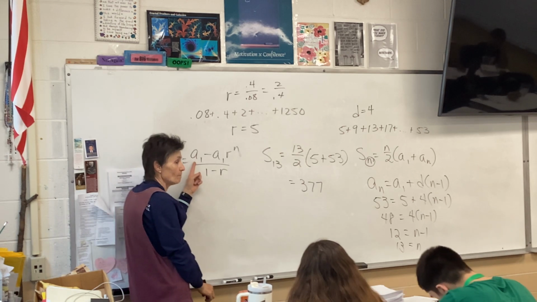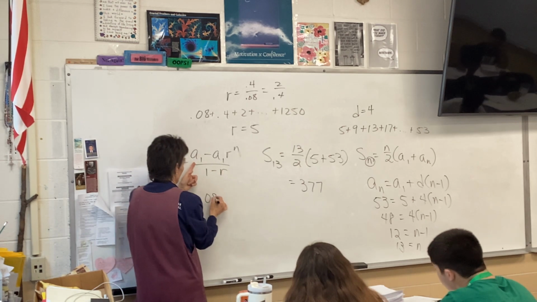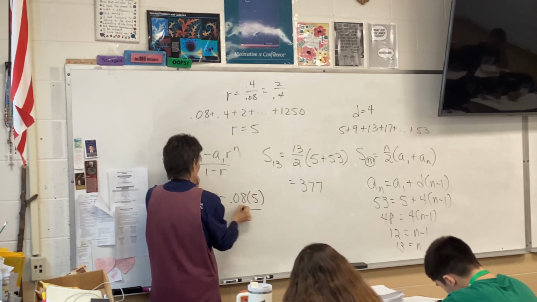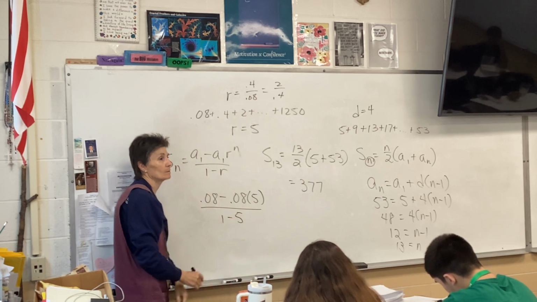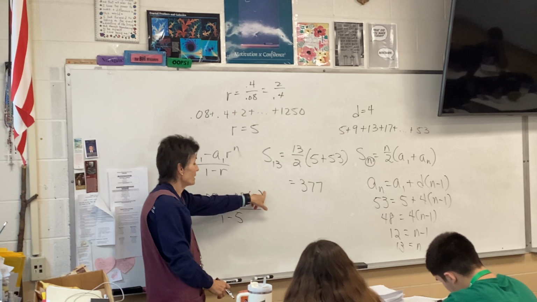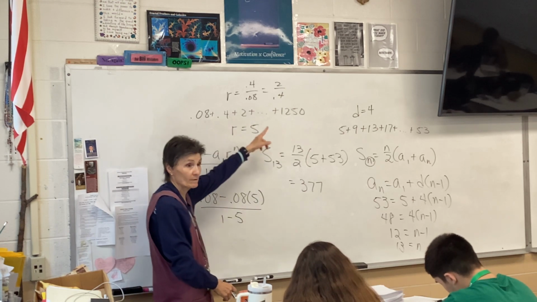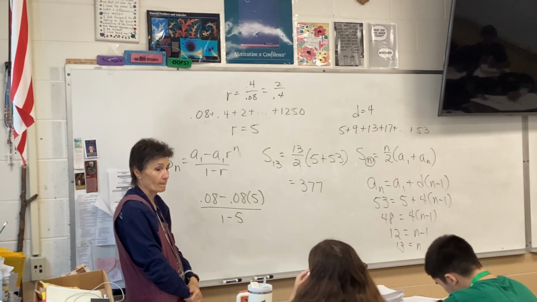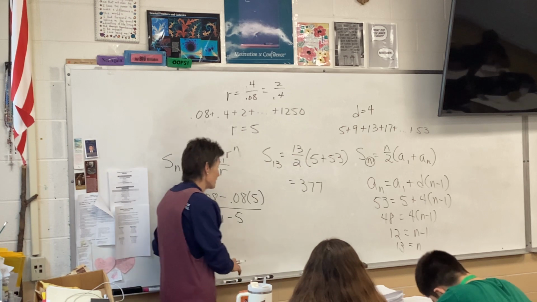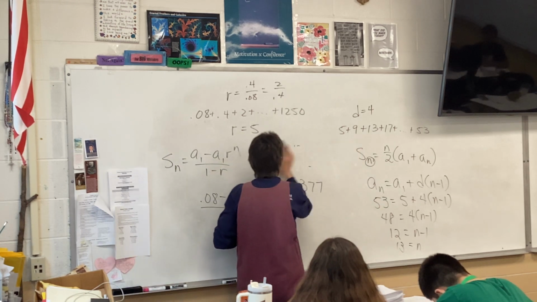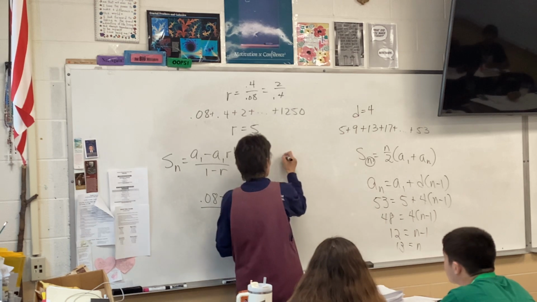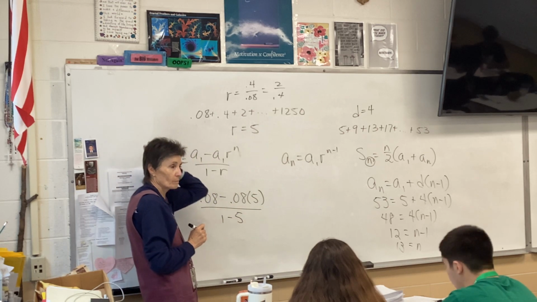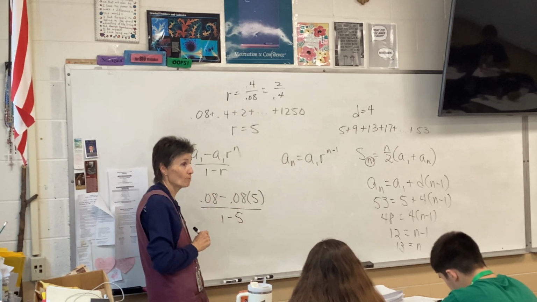Do I know my first term? Do I know my ratio? What do I not know? n is how many there are in that list. I don't know how many there are in that list. So I'll use my other geometric formula, just like I did over here. Only it's geometric, so I'll use this formula. That's your geometric term formula.